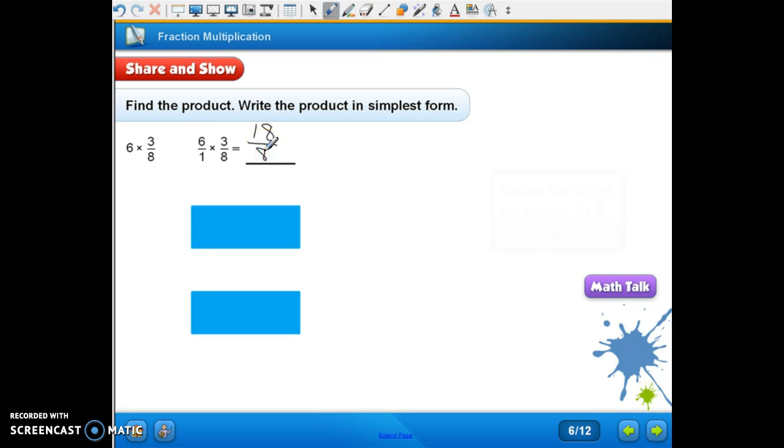Now we want this in simplest form, so we've got to make that into a mixed number. We can take 18 and divide it by 8. Goes twice. That leaves us with 2 8s. And we can reduce 2 8s, or 2 and 2 8s, or 2 and 1/4. So that's the simplest form.